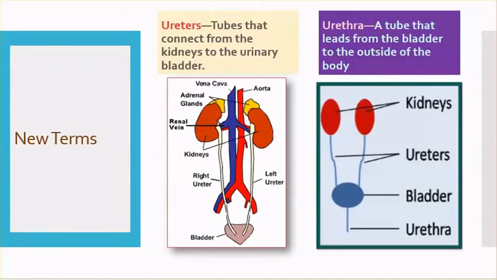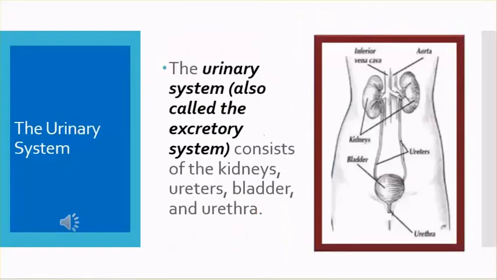Ureters, tubes that connect from the kidneys to the urinary bladder. Urethra, a tube that leads from the bladder to the outside of the body. The urinary system, also called the excretory system, consists of the kidneys, ureters, bladder, and urethra.